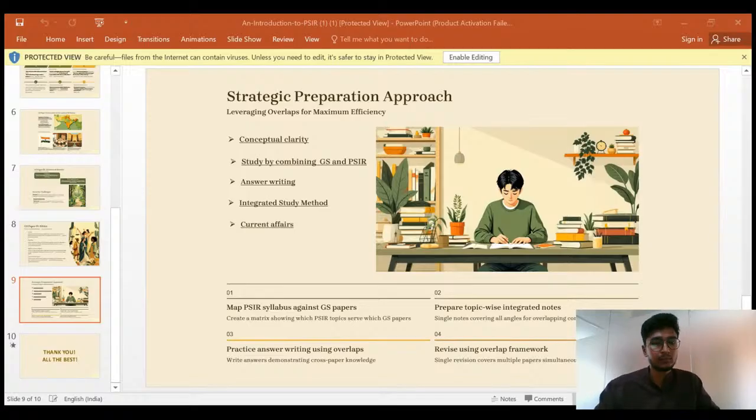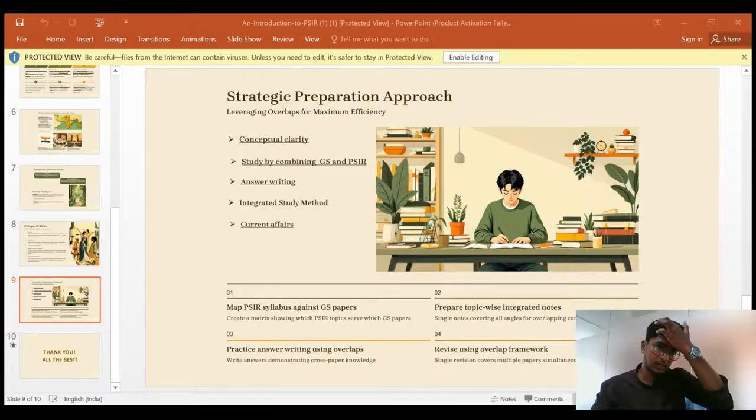The style is different. In PSIR, you will write in depth, but in GS you will write only what the question demands, and you will not write the whole structure. It is advisable that in answer writing you can pour out your knowledge when you have an ample amount of time.